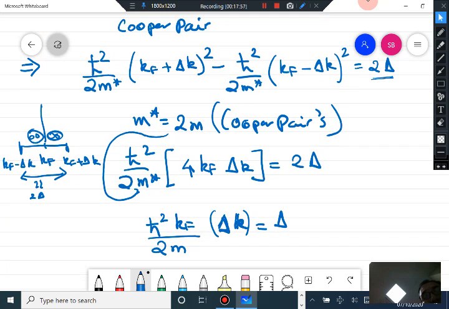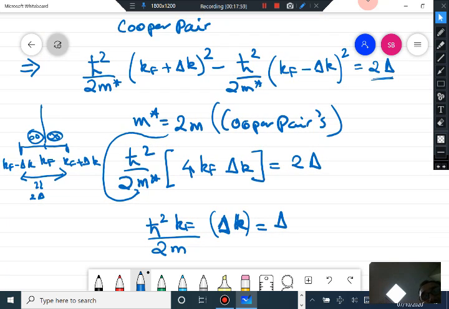Okay, please note, so what I can do is, instead of writing capital delta, let me change this to small delta, otherwise you will confuse it with the Cooper pair gap. So this is small delta, small delta, and this is small delta.